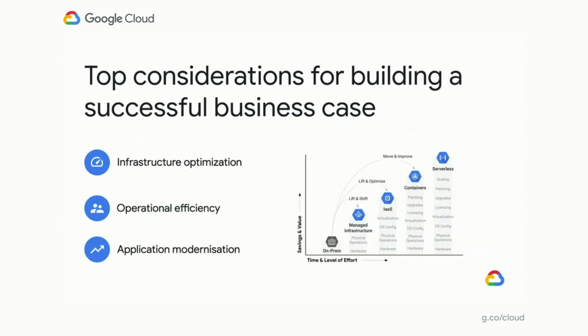There are other savings here for infrastructure, things like storage optimization, considering backup strategy, and just adjusting your infrastructure for peak load. The second thing to consider here is operational efficiency. So Google Cloud gives consolidated availability and performance monitoring of all the infrastructure that you deploy.